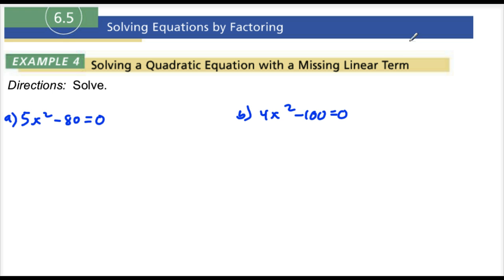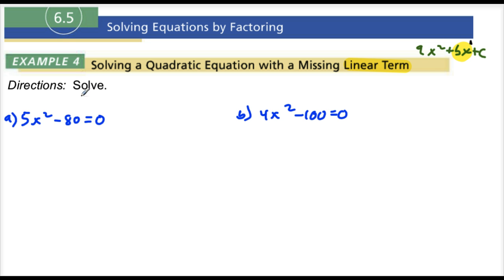So notice that it's missing the bx term. I have my ax squared plus bx plus c, and both of these problems are missing the bx. There is no bx, and that's why the title says we're missing a linear term. I know this is a linear term because the degree of this monomial is 1, and that's what makes it linear. If it said missing a quadratic term, then you'd be missing the ax squared, because 2 means quadratic.